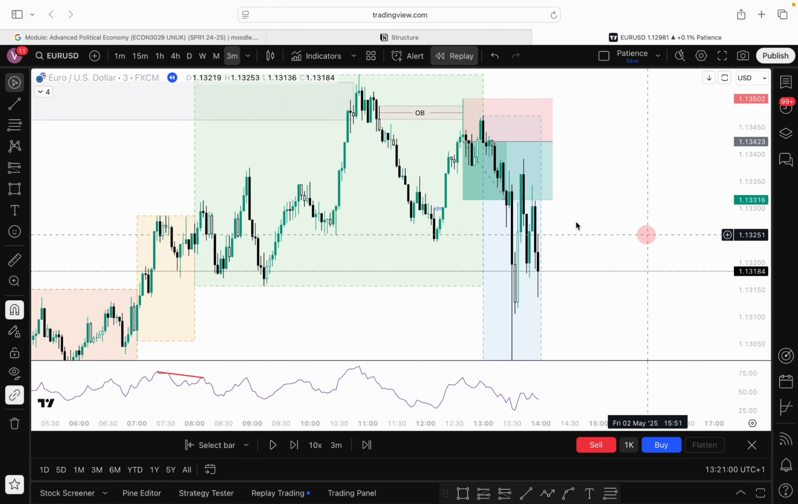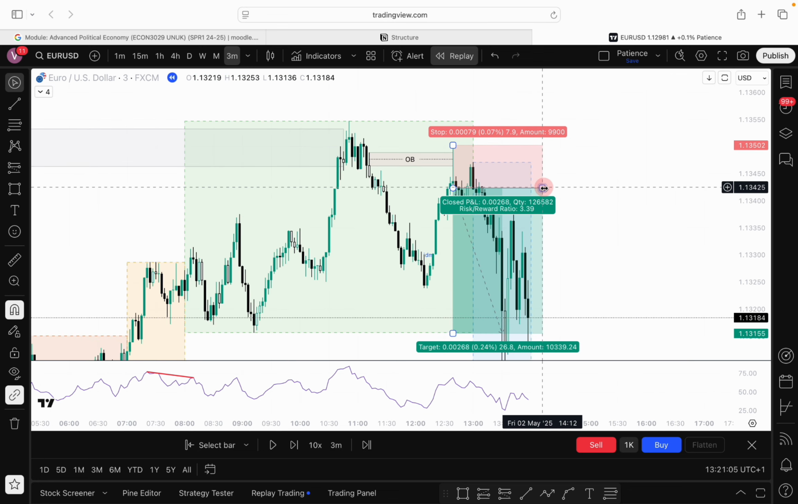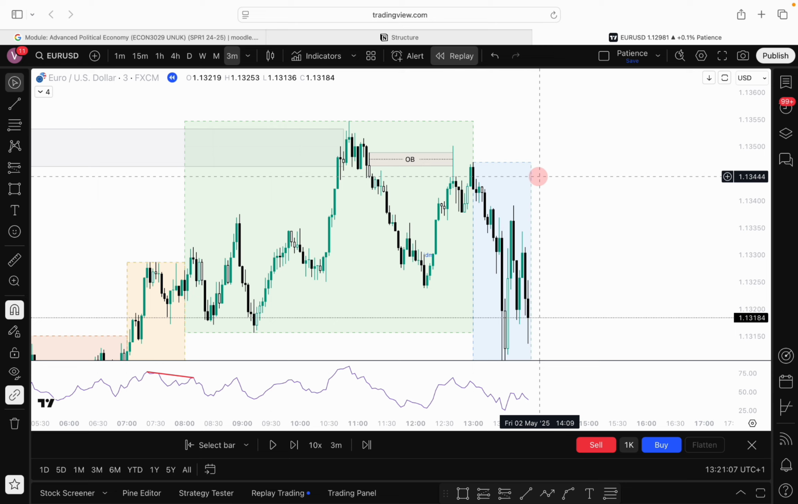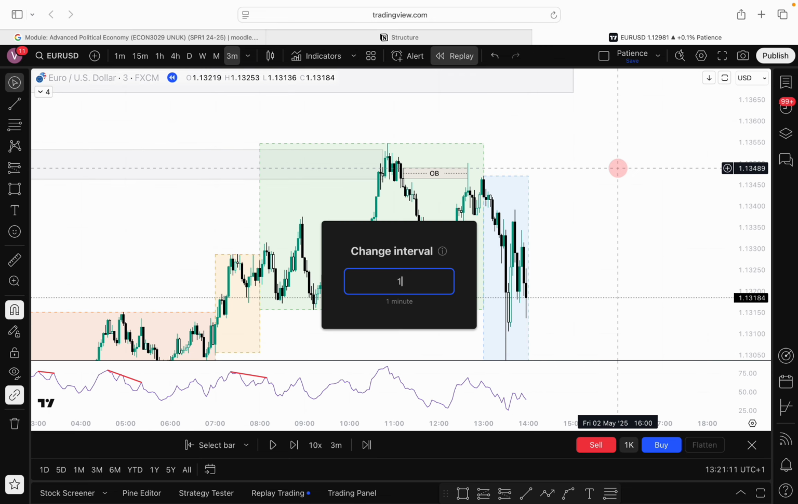Oops. This is how I would really enter. But because it's before the New York session, I wouldn't really want to entertain it just because of the lack of liquidity. But this is something I trade. This is an A+ setup for me.